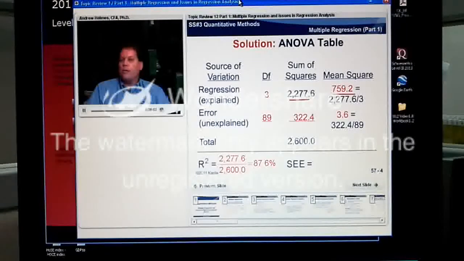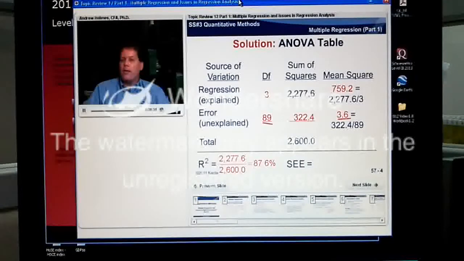Okay, so we can come down to the next line. This is N minus K minus 1. That's 93 minus 3 minus 1, so 89. How did we get this 322? Well, we knew that 2277.6 plus whatever the sum of squared errors was has got to equal 2600, so we had to back into this number. It turns out to be 322.4. We divide it by its degrees of freedom, and that gives us 3.6. Remember that that was the denominator in our F statistic that we used 4 or 5 slides ago.